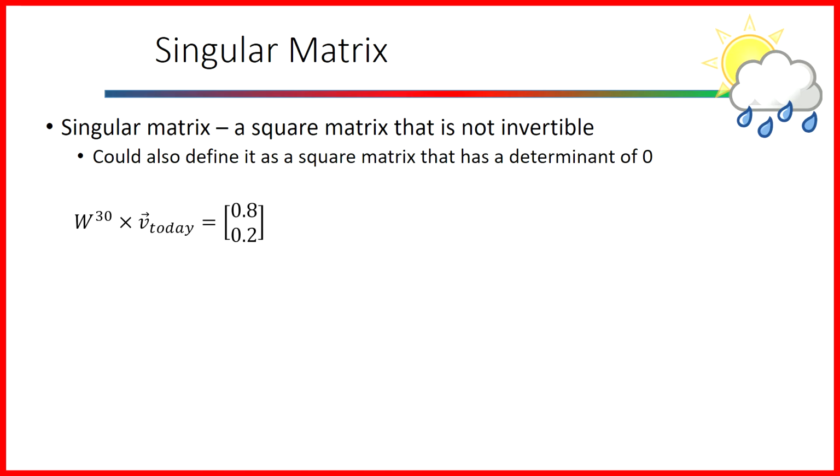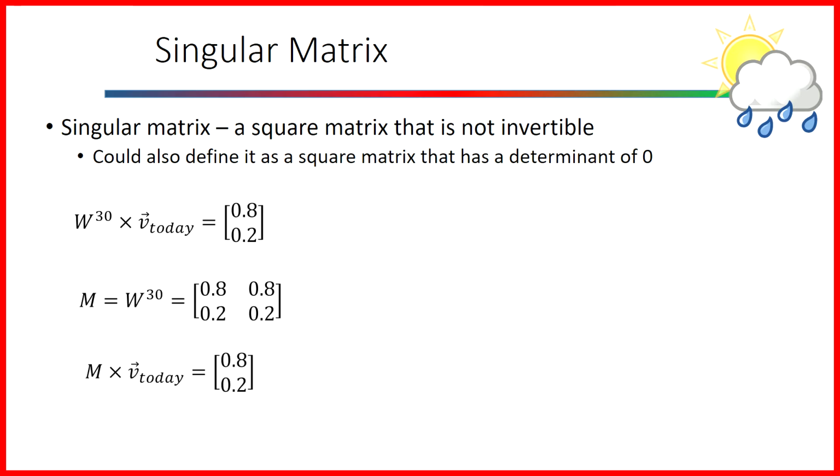Well, let's go ahead and define a new matrix that we'll call M. M will be a matrix that predicts the weather 1 month from today if we give it the weather today. So M will be equal to W to the 30th, which we figured out on the last slide is equal to 0.8, 0.8, 0.2, 0.2. Alright, so we can now plug that into the equation above, and we have that M times the weather today is equal to 0.8, 0.2. Now all we need is the inverse of M, and we can calculate the weather today.